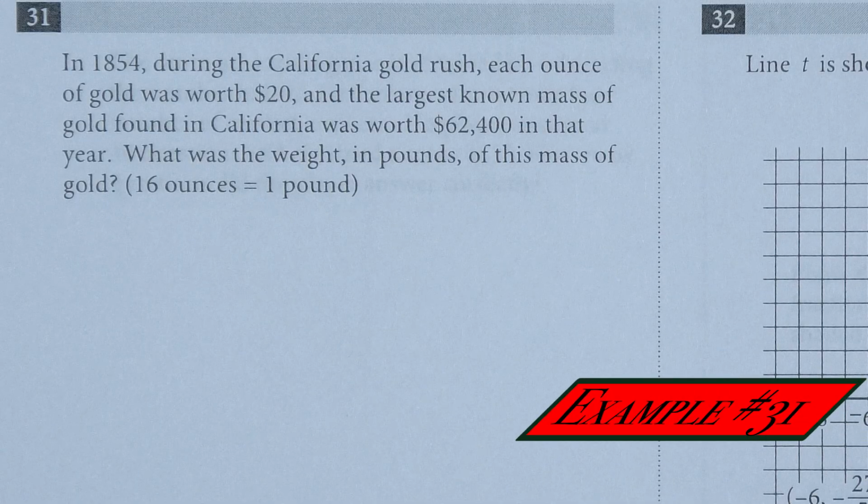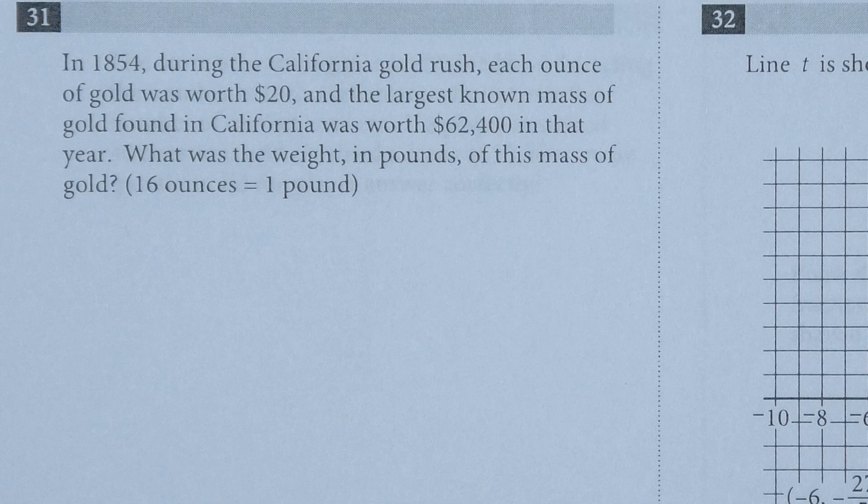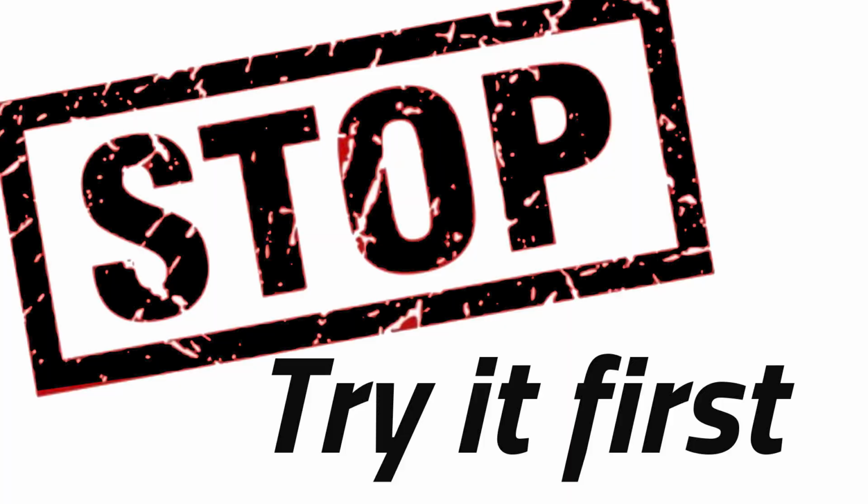In 1854, during the California Gold Rush, each ounce of gold was worth $20, and the largest known mass of gold found in California was worth $62,400 in that year. What was the weight in pounds of the mass of gold? And let's remember that 16 ounces is a pound.